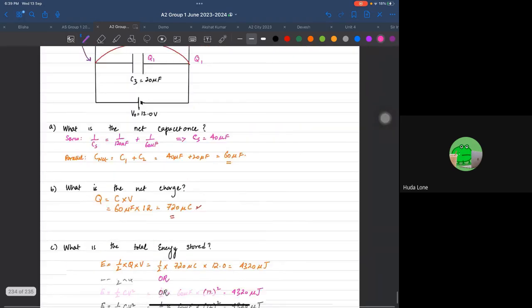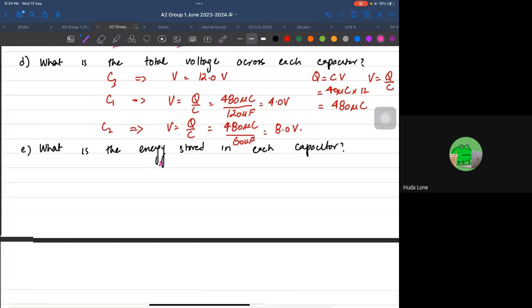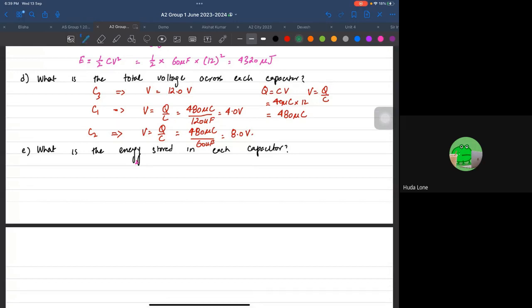Now it says in the last part, we have to find the energy stored in each capacitor. That's pretty simple because we have the voltages and we have the capacitances. We can simply use energy equals half CV squared. So for the first capacitor, I can write half times 120 microfarad, and 120 had this voltage, 4.0 whole squared. This should give you something like 960 microjoules.